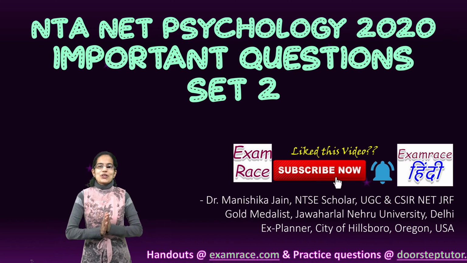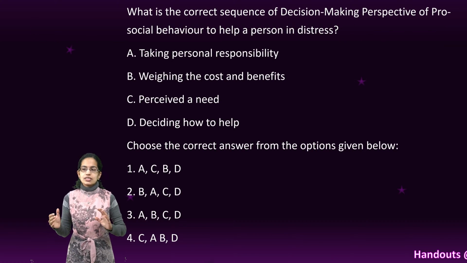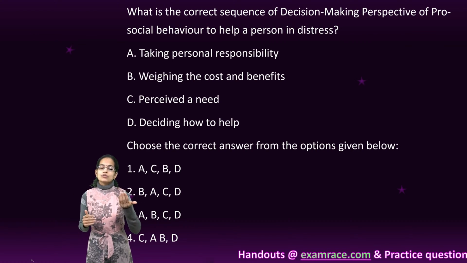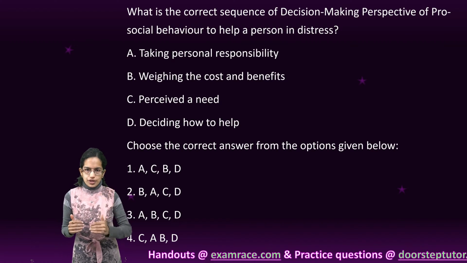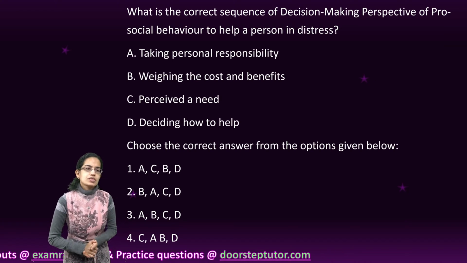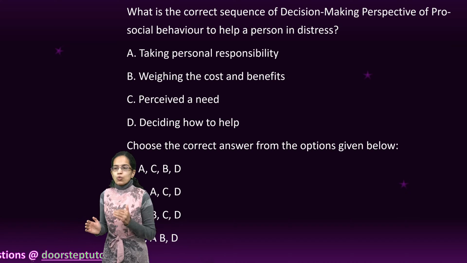Discussing the paper for your NTA Psychology 2020 questions. Now here the questions were very interesting. There were more than one lines that were given, and you will have to understand the correct order of those sequences. So for example, this is a question on decision making perspective in a pro-social behavior. That means which is socially acceptable. Now what would you do?